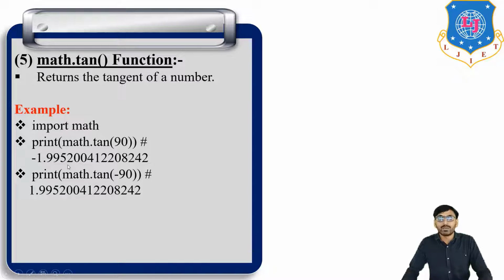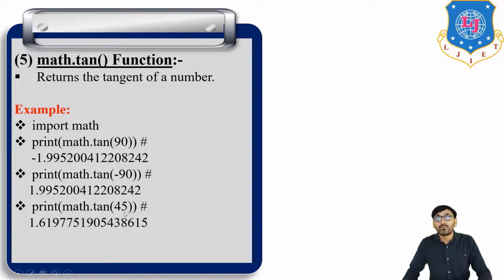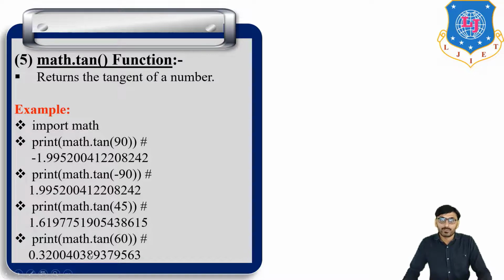Then we get the same answer as above but with a plus sign. Then print math.tan(45). We get the answer 1.61977 something, and print math.tan(60), we get the answer 0.320040. So this is about the tan function. It returns the tangent of a number.